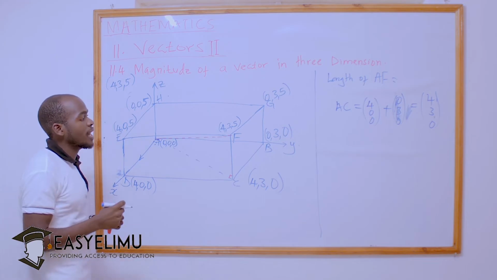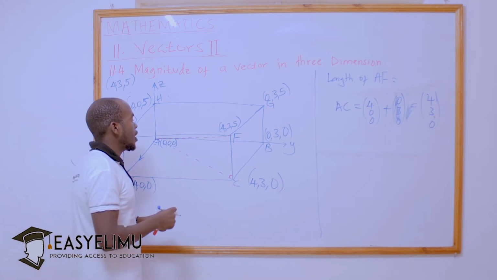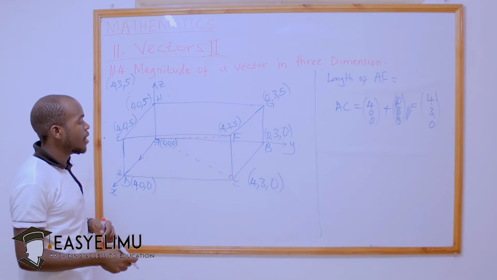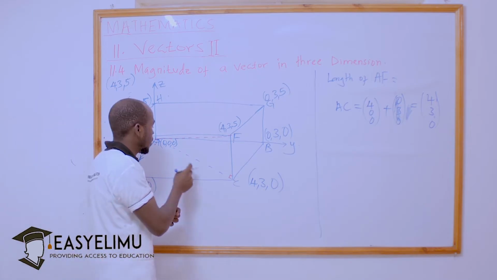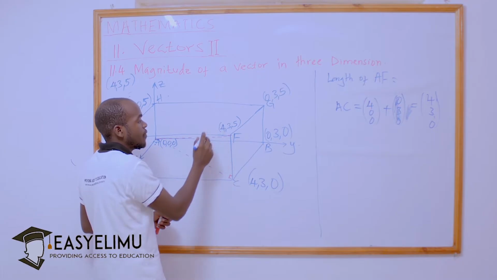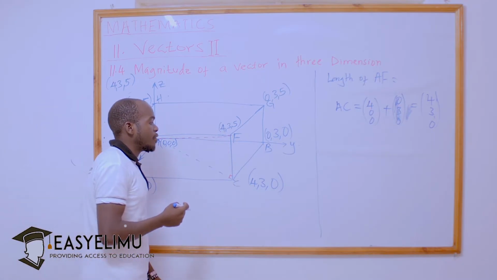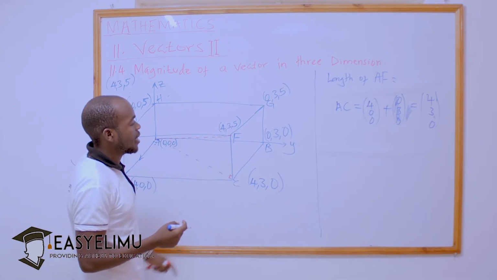Having that, we can still find out AF. To find AF, you can use the determinant in the z direction.